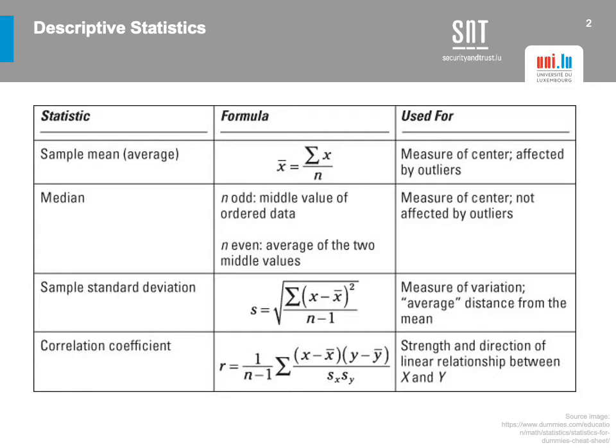So as you can see, it's equal to the square root of the sum of the squared distances from the mean, divided by n minus 1. Okay, so if you take only the center part that is under the square root, it's called the variance. So the standard deviation is the square root of the variance.